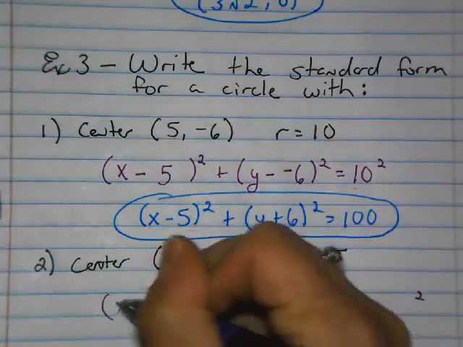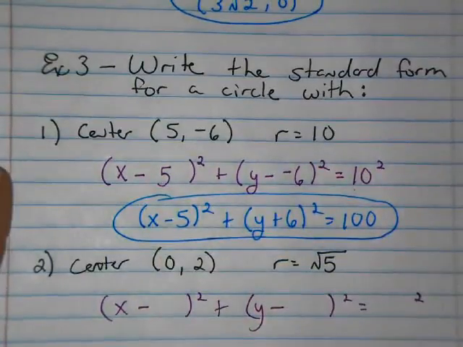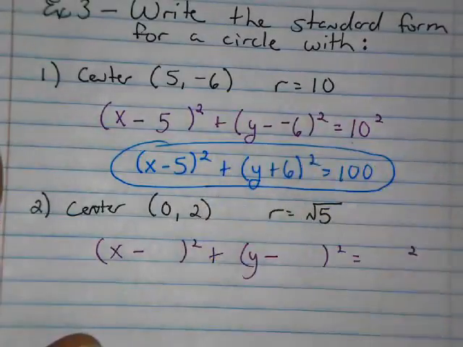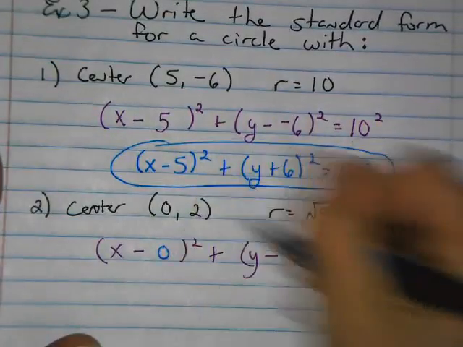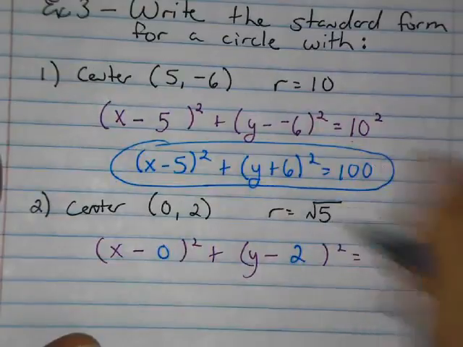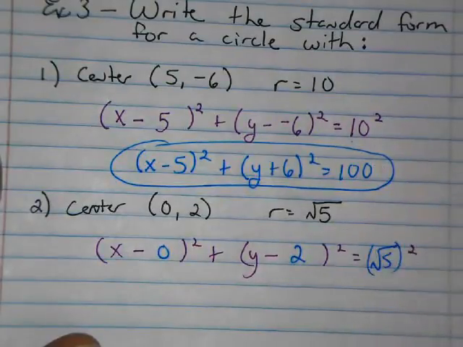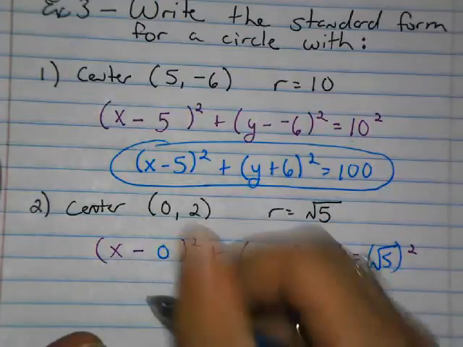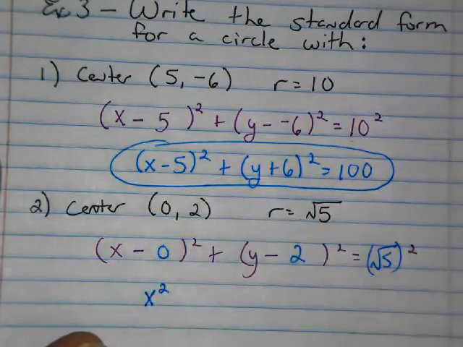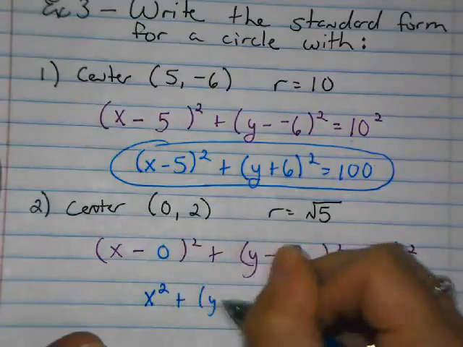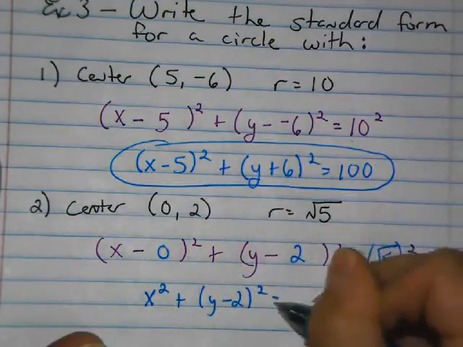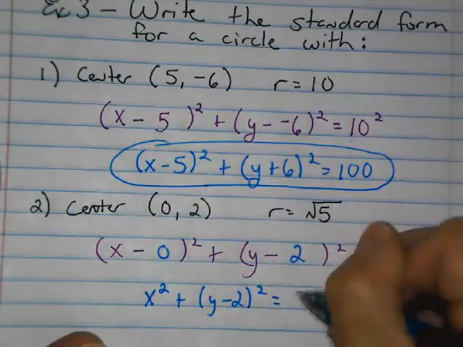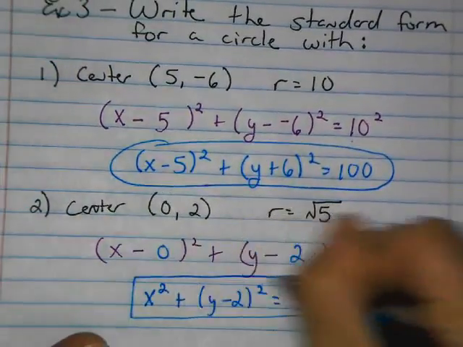So what's your x-coordinate? 0. Your y-coordinate is 2, and your radius is the square root of 5. Now let's clean it up. Now, do you see that if it's x minus 0, can I just write that as x squared plus y minus 2 quantity squared equals, and what's the square root of 5 squared? I'm hoping you said 5, and you would be right. And we're done. Okay?